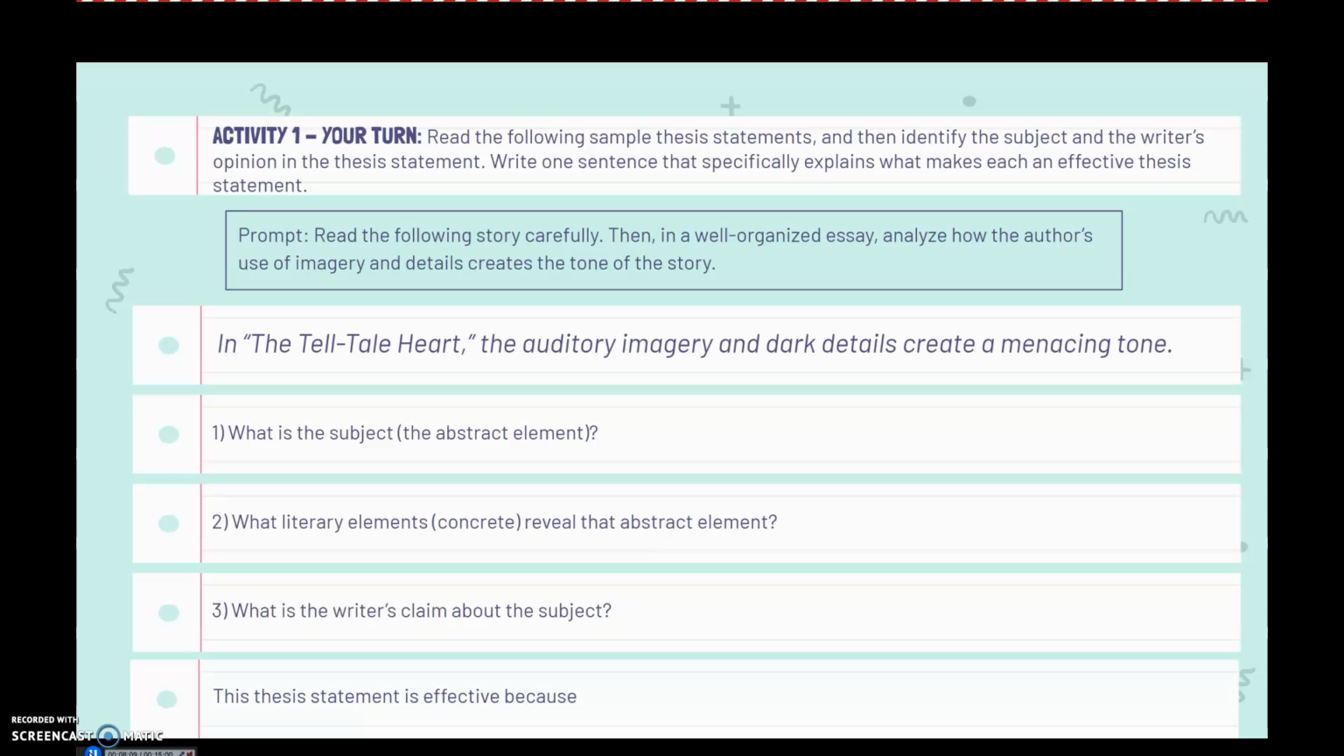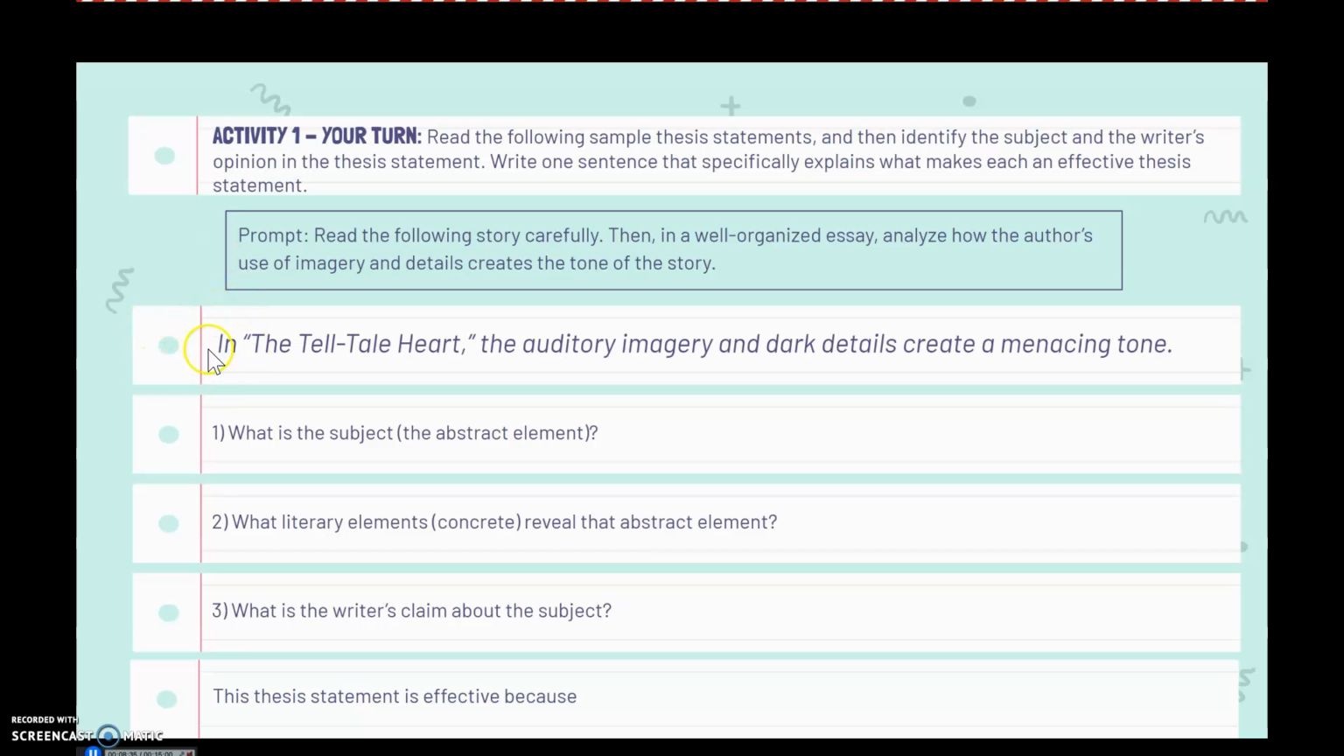So now it's your turn. I want you to read the following sample thesis statement, and you're going to identify the subject and the writer's opinion in the thesis statement. Write one sentence right here that specifically explains what makes each an effective thesis statement. So here's the prompt. Read the following story carefully, then in a well-organized essay, analyze how the author's use of imagery and details creates the tone of the story.